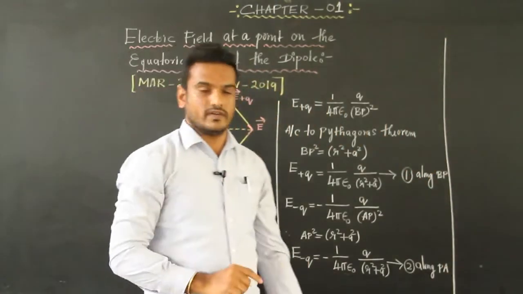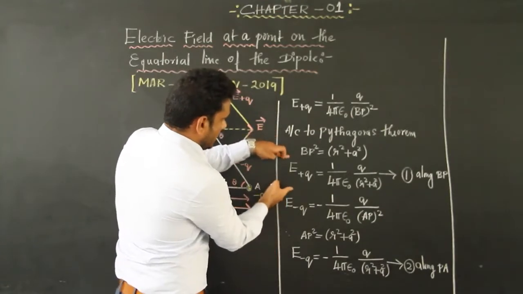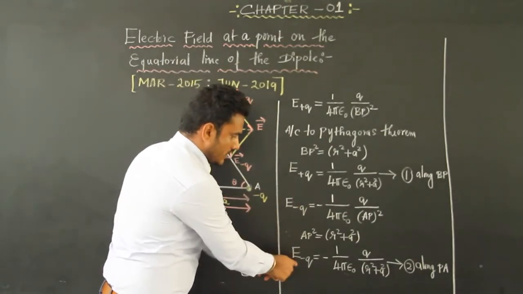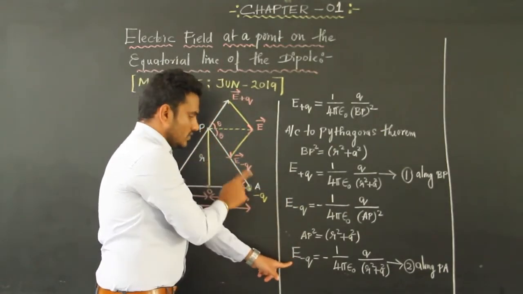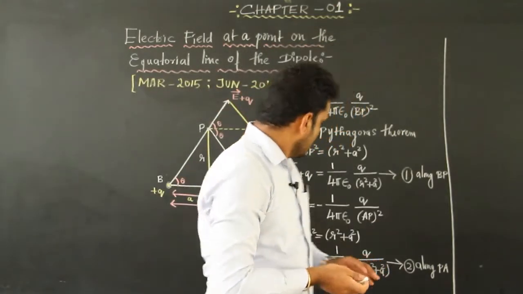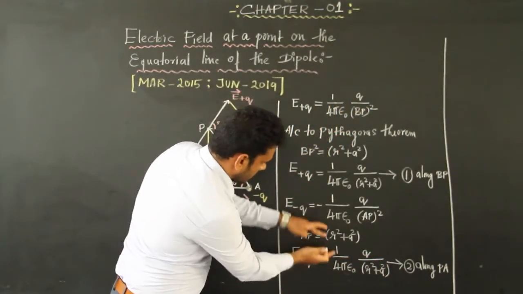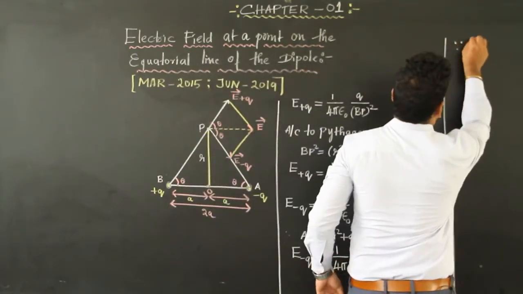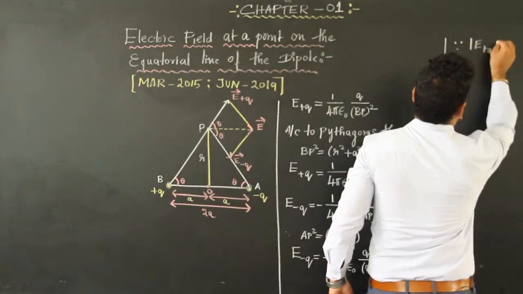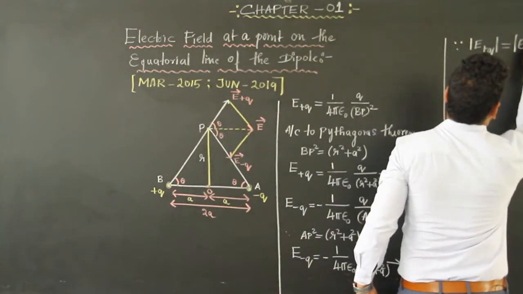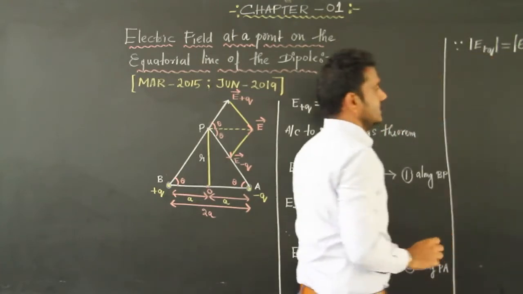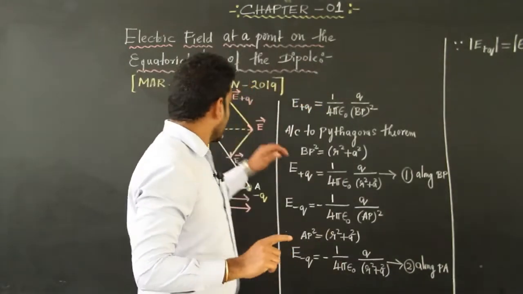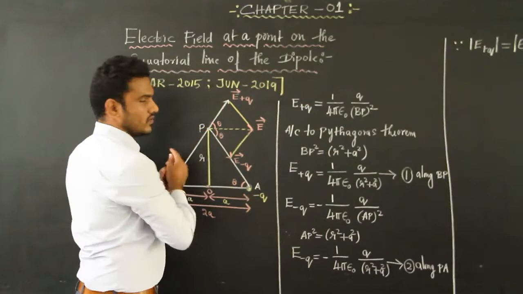So we got two equations. Equation 1 gives the electric field at a point P due to the positive charge. Equation 2 gives the electric field at a point P due to the negative charge. Just focus on equation number 1 and equation number 2. Both are equal in magnitude. That is, we can write E plus Q is equal to the magnitude of E minus Q. Both are equal in magnitude. We need to find the resultant electric field at a point P due to the dipole.